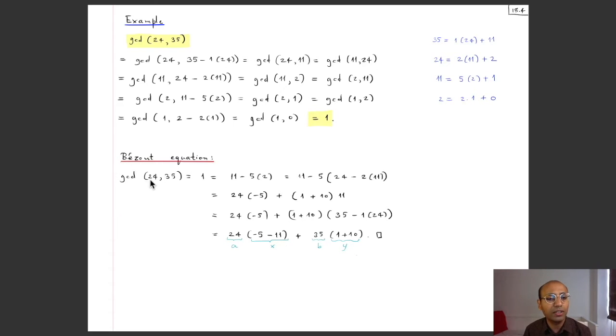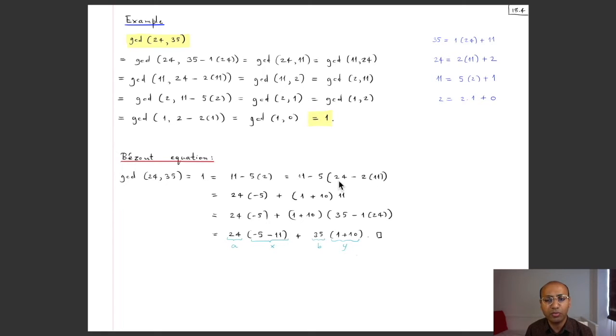So we know that the GCD of 24 and 35 is 1, and this 1 was the remainder over here, so that you express in terms of this. So this is 11 minus 5 times 2. But this 2 was the remainder over here, so that 2 can be expressed in terms of this data. So it's 24 minus 2 times 11. So 11 was the previous remainder, so let's collect out all the terms in 11.